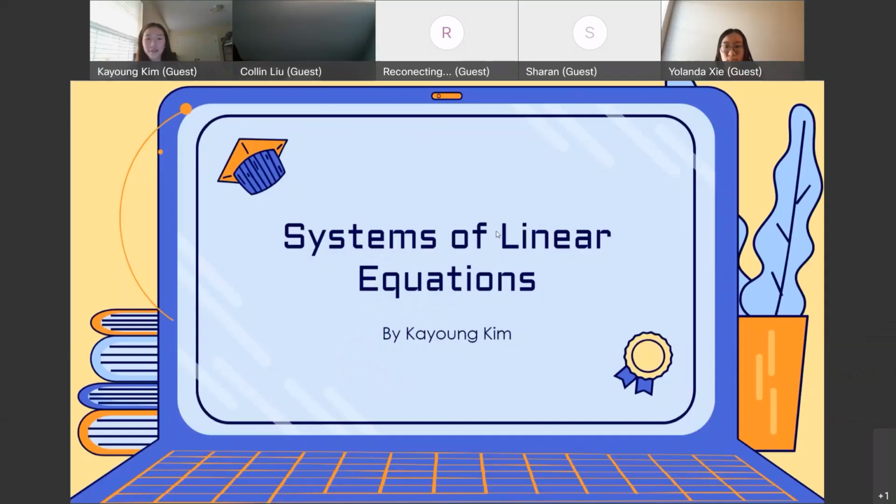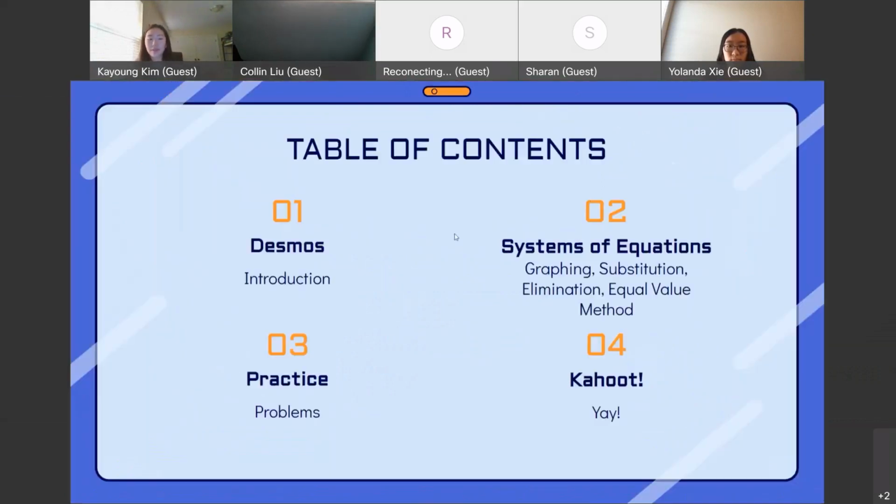So today we're going to learn about systems of linear equations. Okay. So first we're going to do a pretty simple and fun Desmos to introduce the topic. And then we're going to learn about what systems of equations are, then do a tiny bit of practice and a Kahoot.